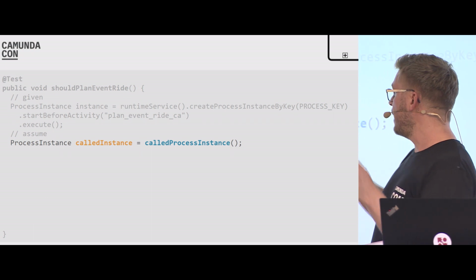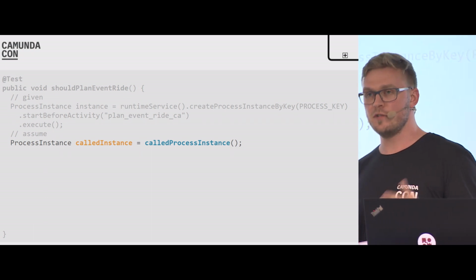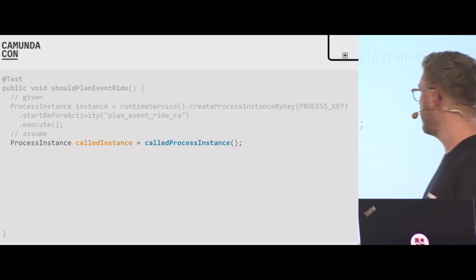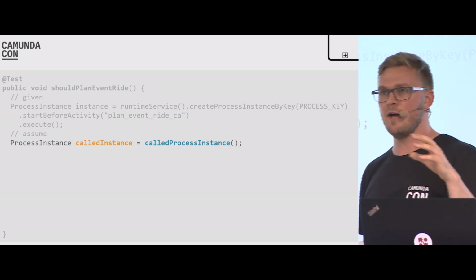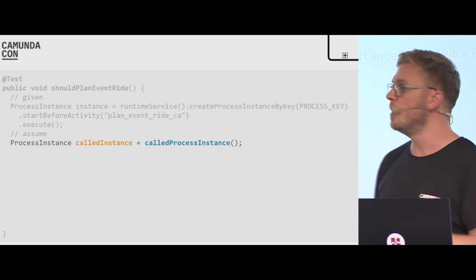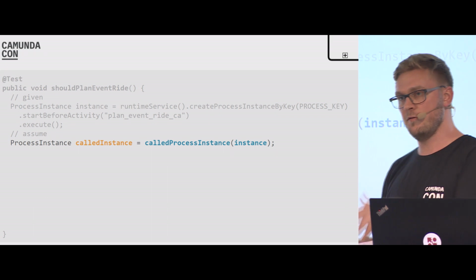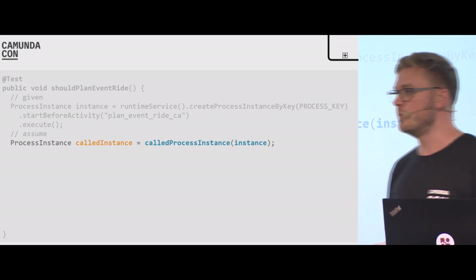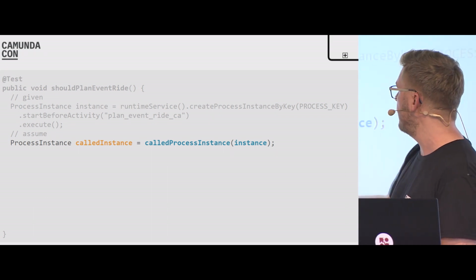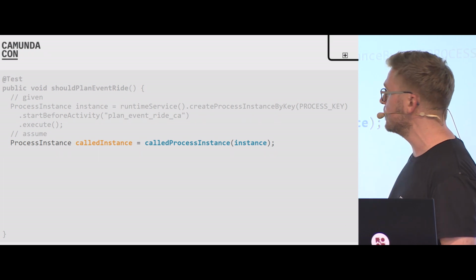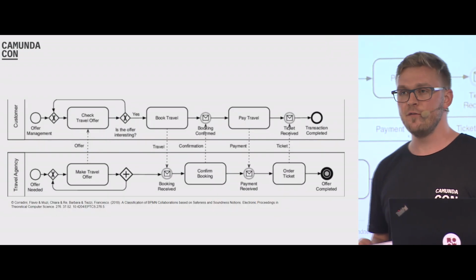So we want to have the called instance, so we just tell BPM Assert, give me the called process instance. And since we want to have the called process instance that has been called by our master instance, we feed this in there, and that's it. So it's actually a lot more readable, so you want to have the called process instance of the current instance, and that's it. You have your call process instance.